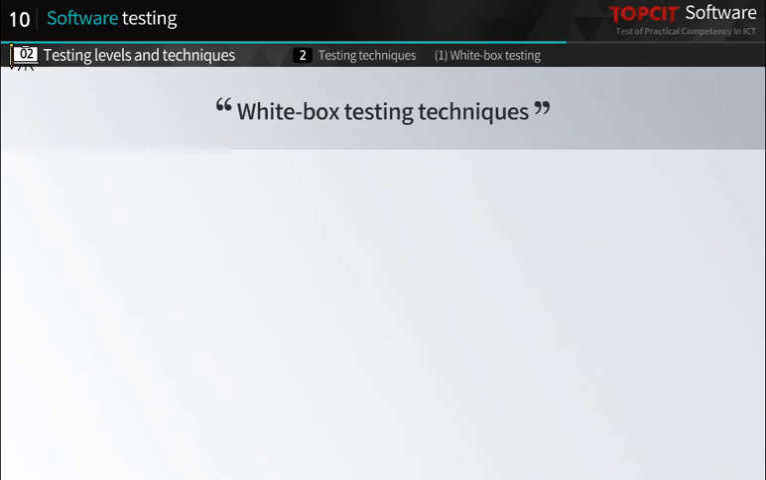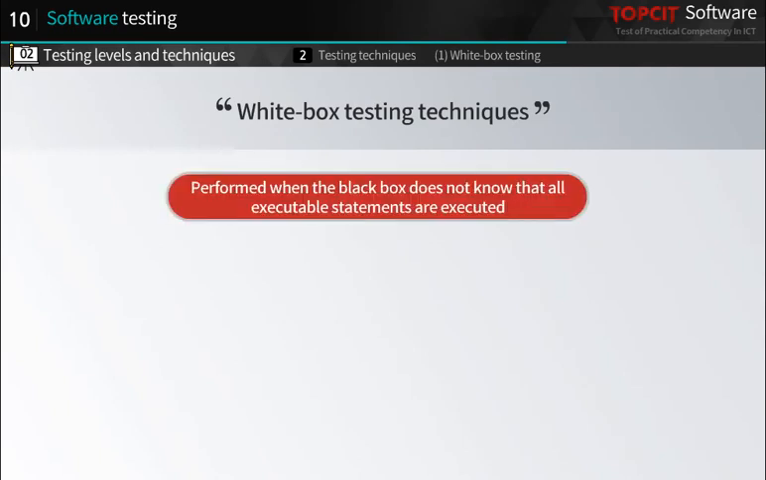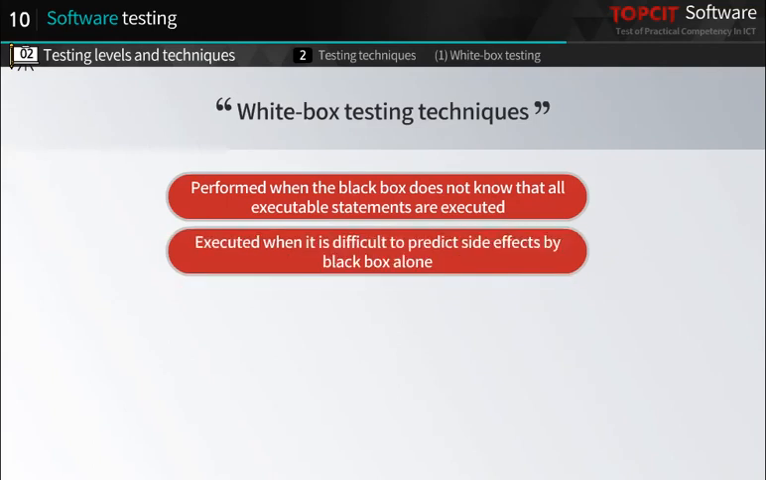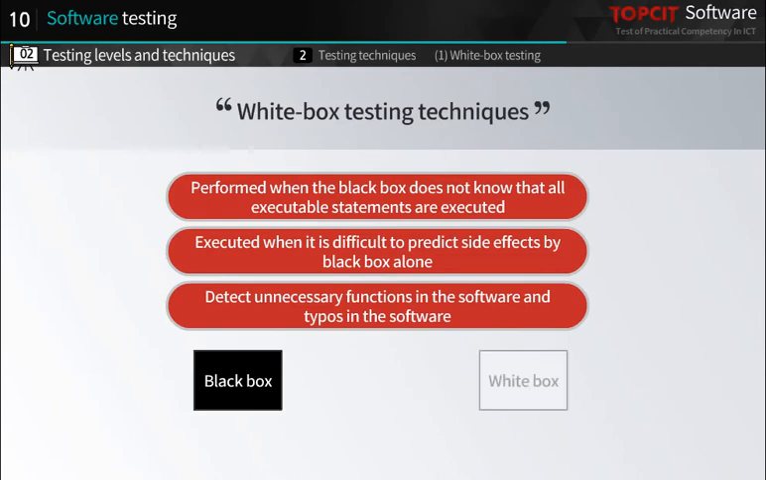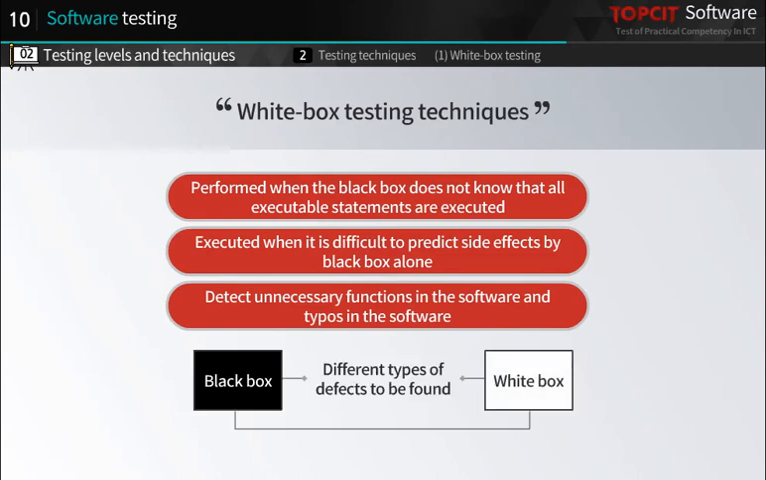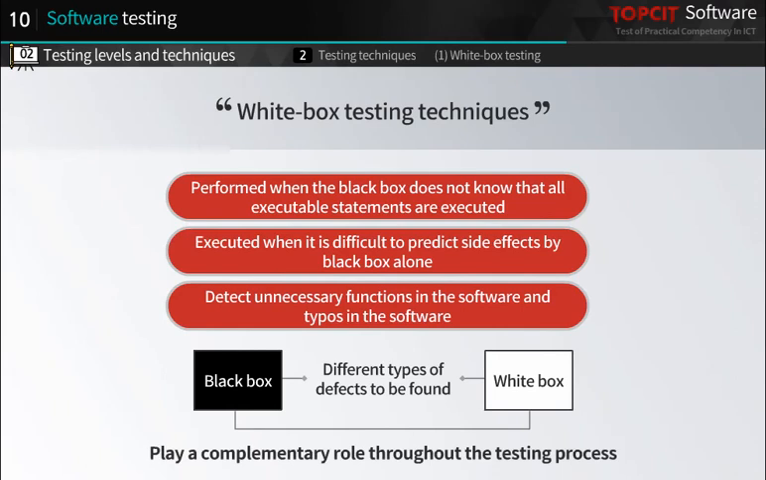White box testing typically has the following characteristics. It is performed when the black box test cannot confirm that all executable statements are executed. And it is executed when it is difficult to predict side effects by black box alone. White box testing can detect unnecessary functions and typos in the software. The black box test and white box test find different types of defects and must play a complementary role throughout the testing process.